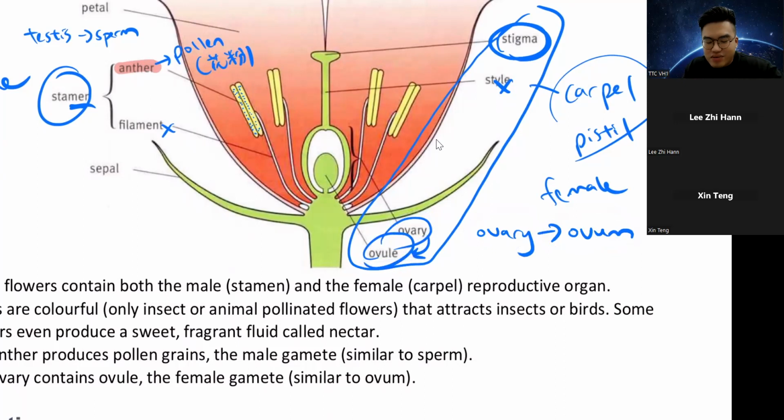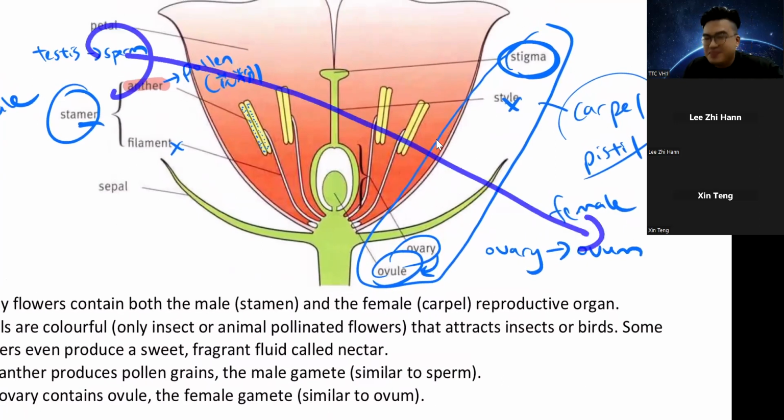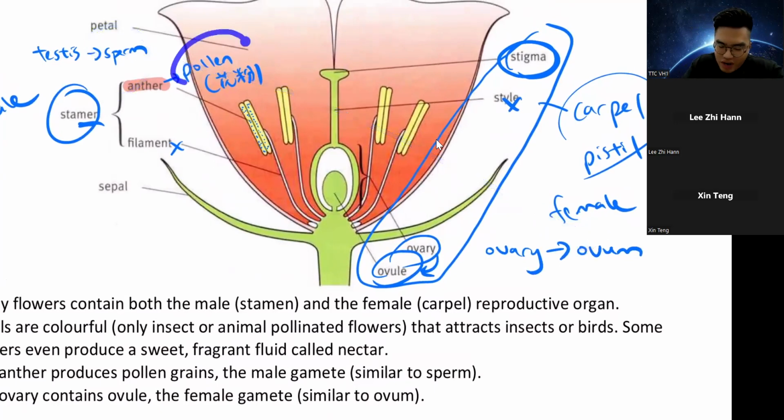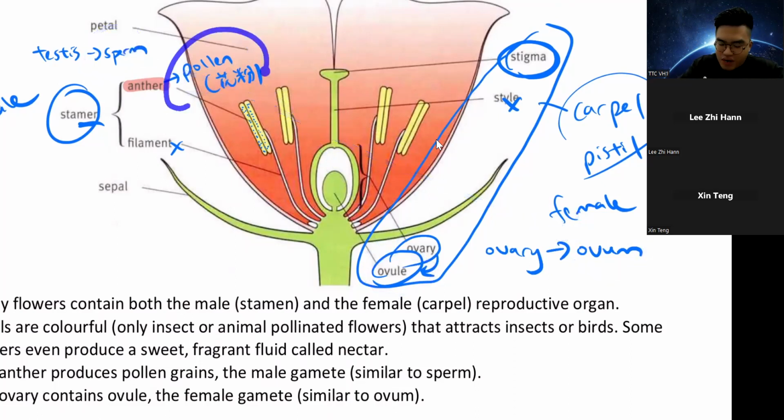So same as human, sperm will go and find ovum. Pollen will go and find ovule. 精子去找卵子，花粉去找卵子啊。This one in Mandarin is called 卵子. Sperm will go and find ovum. Pollen will go and find ovule. Okay, so that's their job.